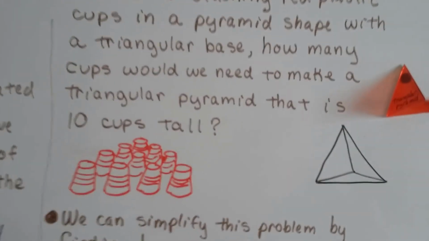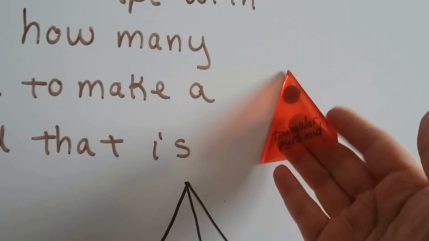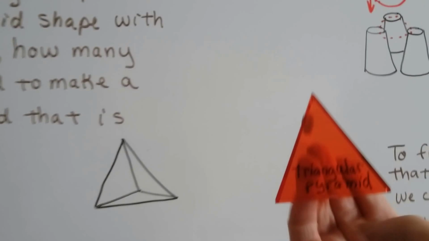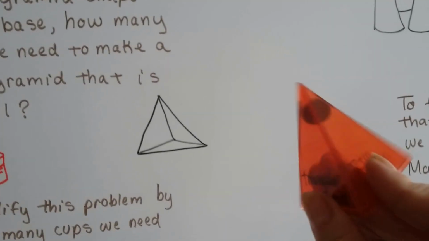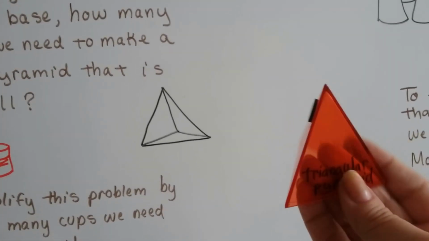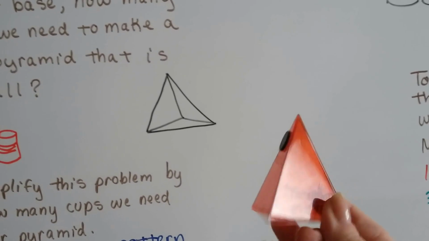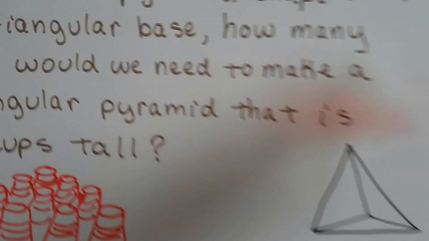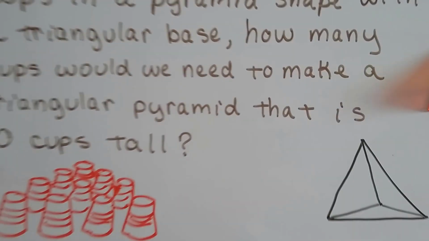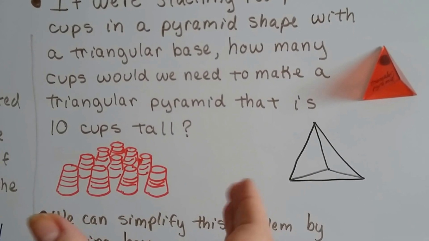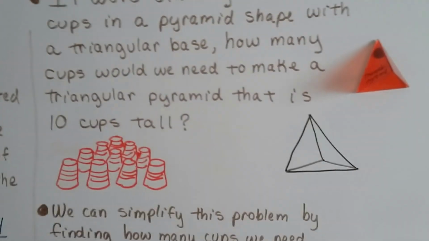Now, you have to remember what a triangular pyramid is. I've got one right here, and hopefully I won't drop it. But you can see there's 3 triangles. See that? And the base is a triangle. So if we're going to stack cups in this triangular pyramid, we're going to need a base that's a triangle, and then it's going to gradually get smaller as it goes up, isn't it?